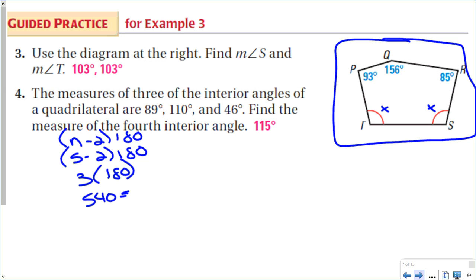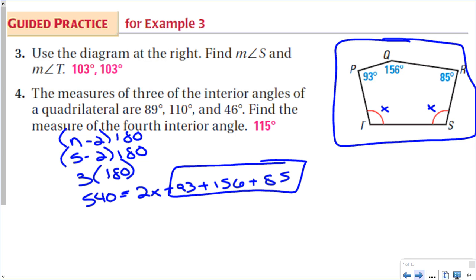You guys know that 1x plus 1x gives you 2x. So we keep on going around, plus 93, plus 156, plus 85. Okay, and then we would add these three up, move them over to the other side by using subtraction, and then divide by 2. You're going to end up getting 103 for your answer for x, and since there's 2 of them, that's why there's 103 and 103.